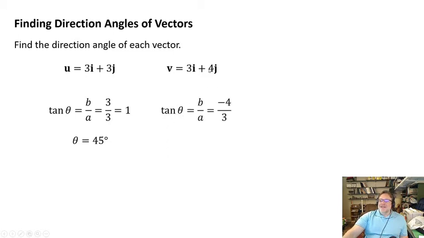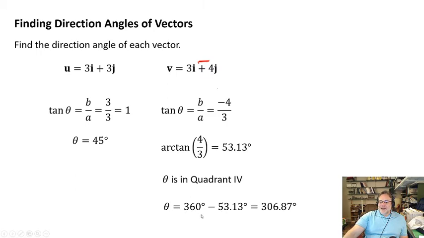This particular one here, it's 4 divided by 3. Oops, looks like I made a mistake here. That should be positive 4. So the problem here should be 3i minus 4j. Sorry about that. Tangent theta is equal to b over a, which is equal to negative 4 over positive 3. Now the arctangent of positive 4/3 is 53.13. The fact that it's negative like this will put it in quadrant 4, and so that's 360 minus 53.13, which is 306.87.